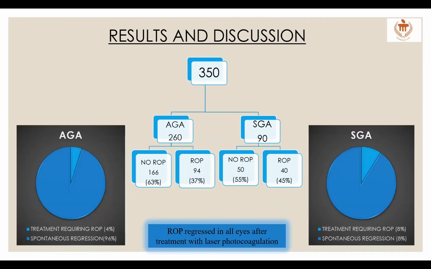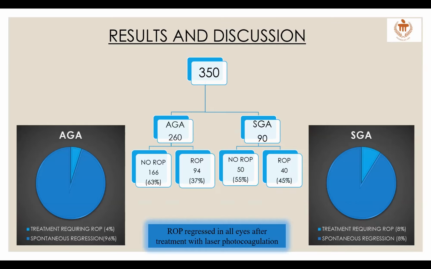Pie chart. On the AGA side, we know that 4% needed treatment for ROP and 96% spontaneously regressed. But on this side, we have 8 and 8%. Yeah, that is at 92. It's a mistake on them. But if we see 92%. Okay, fine.